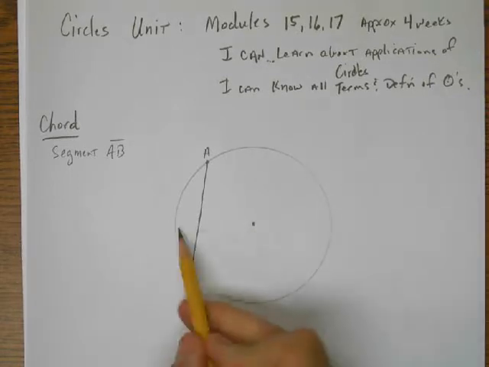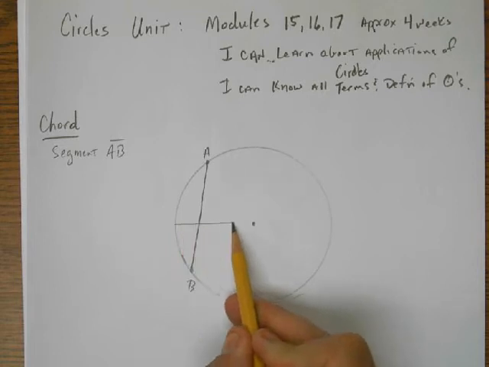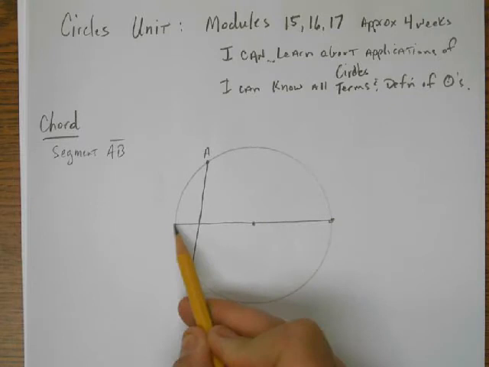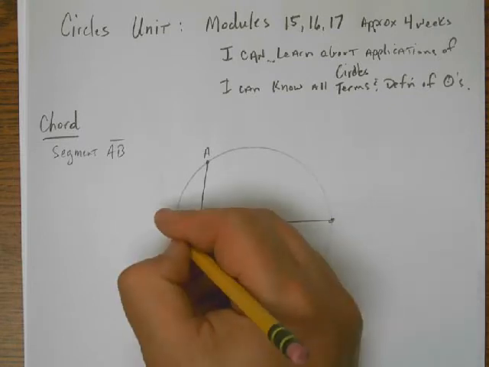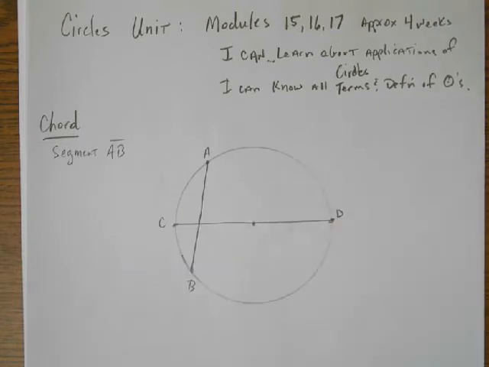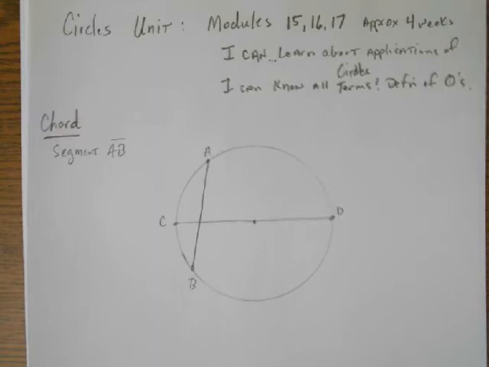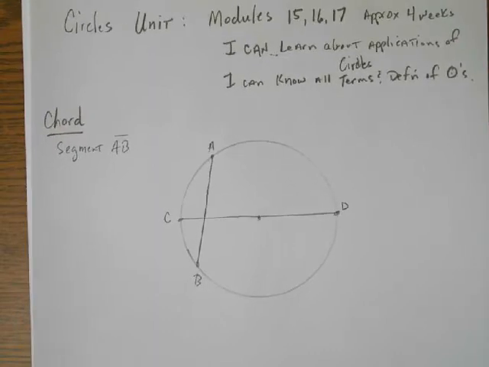Do you think a diameter, which goes through the center of the circle, is considered a chord? Yes, it is. So we'll call that CD. So CD is also a chord. All right, so we know what a chord is.